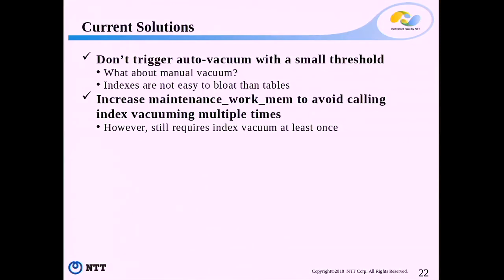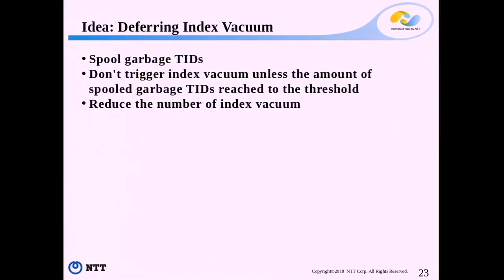The next solution is to increase the maintenance work mem to avoid calling index vacuum multiple times. But even if we increase the maintenance work mem, the index vacuum needs to be executed at least once. So here I'd like to propose a new feature, deferred index vacuum. The basic idea is we spool garbage TIDs while collecting them, and do not trigger the index vacuum unless the amount of spooled garbage TIDs reaches a threshold. Using this feature, we can reduce the number of index vacuums.